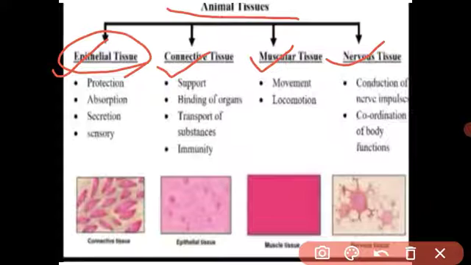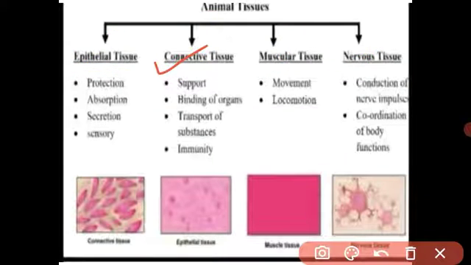Okay, student. The next type is the connective tissue. We have studied connective tissue in detail. There are subtypes of connective tissue. It connects two organs. Connective tissue helps to connect one organ to another. If you have any doubt regarding this tissue, go through my previous video and watch it carefully. Got it?